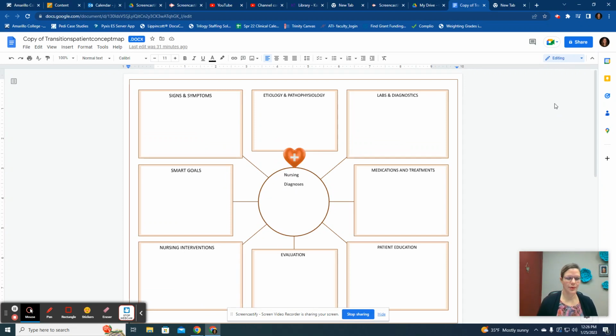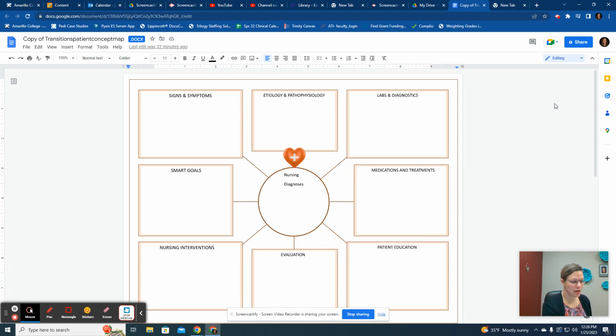Okay, so in this video, I'm going to go through how to make a nice complete care plan, or excuse me, a concept map. I'm using this example that you see on your screen right now, where the nursing diagnosis is in the center. We're using a patient out of the Lewis text.